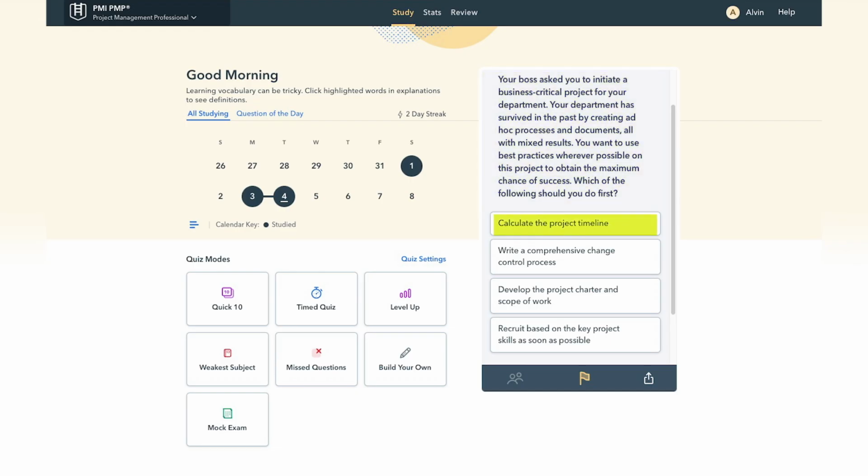Choice A, calculate the project timeline. Choice B, write a comprehensive change control process. Choice C, develop the project charter and scope of work. And lastly, we have choice D, recruit based on the key project skills as soon as possible.